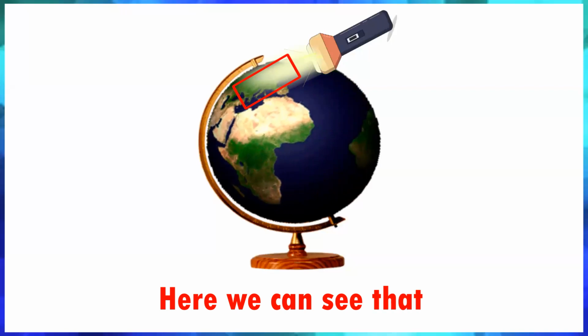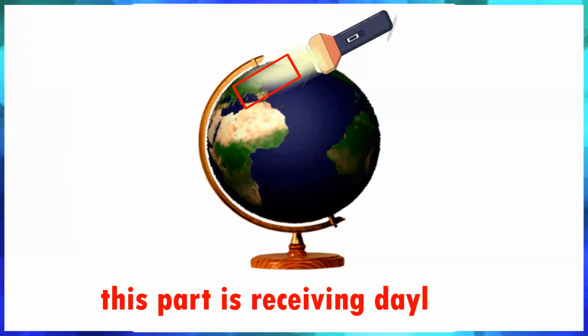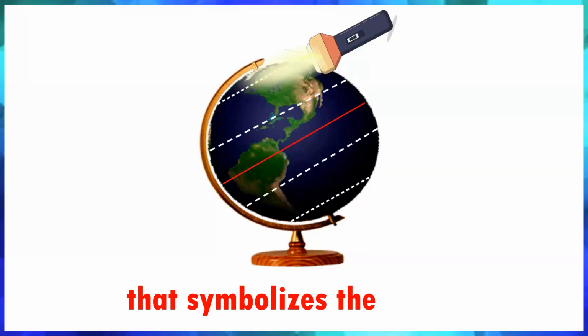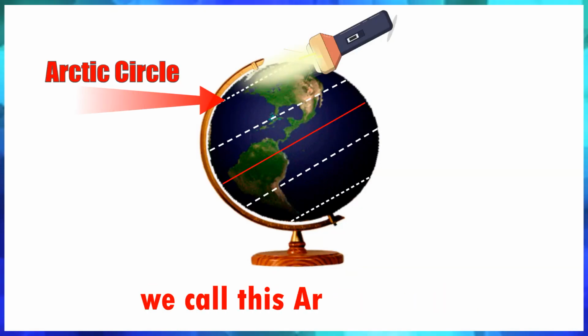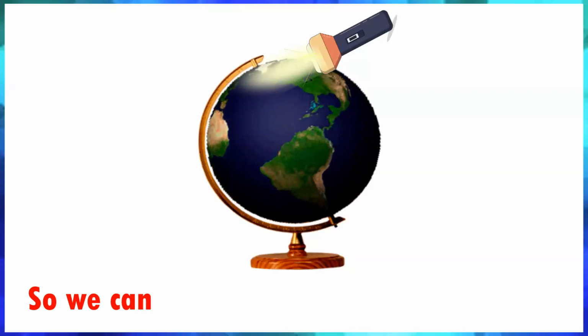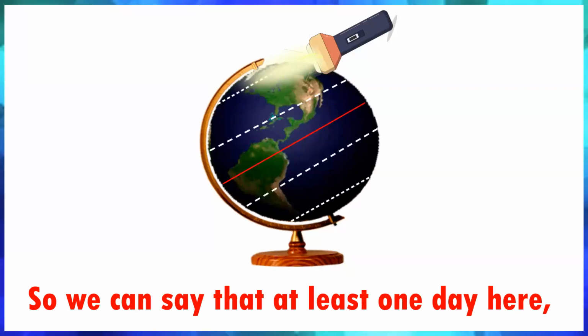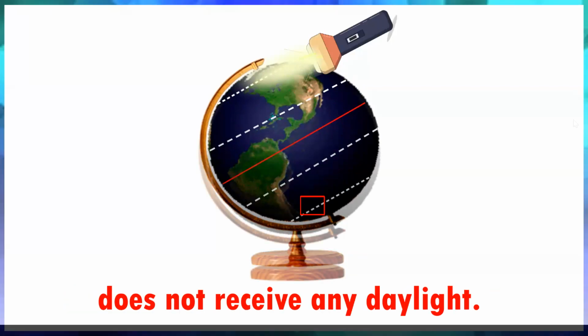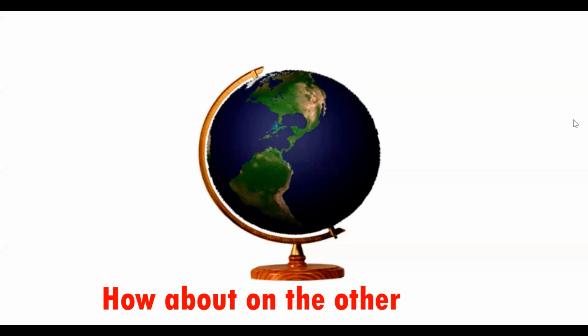Here we can see that this part is receiving daylight, and there's an imaginary line that symbolizes the Arctic. We call this Arctic Circle. So we can say that at least one day here, there are certain parts of the earth that do not receive any daylight. How about on the other side?